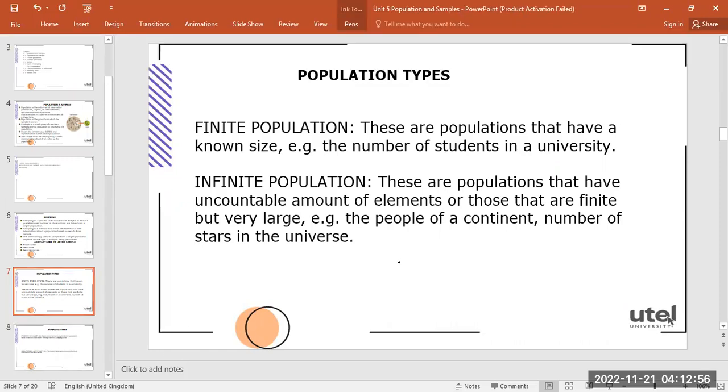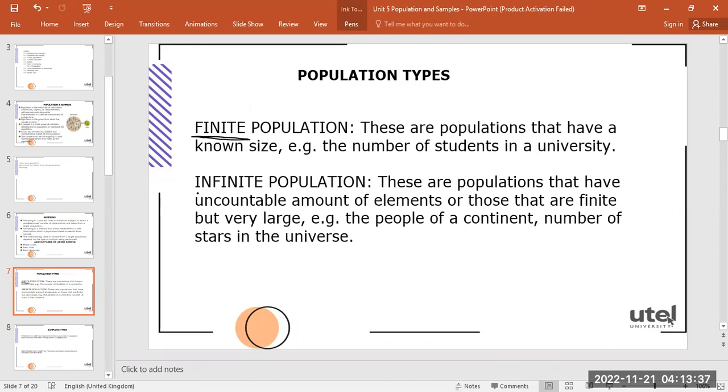Of course, as the word implies, finite is something that has a definitive count that we can count, and it has an ending. So finite populations are populations that have a known size, e.g. the number of students in a university or the number of military personnel serving in the Mexican army. At any time T, the Ministry of Defense or the registrar of the university can always give you those numbers because the number of students or personnel can actually be counted. So we call such populations finite populations because they have a known size.